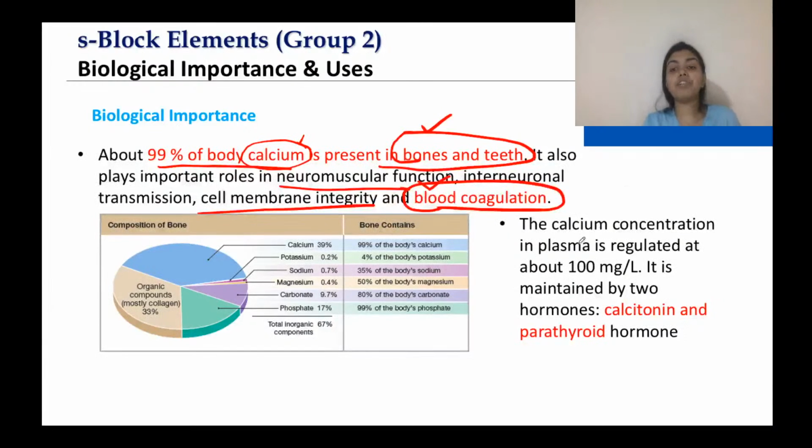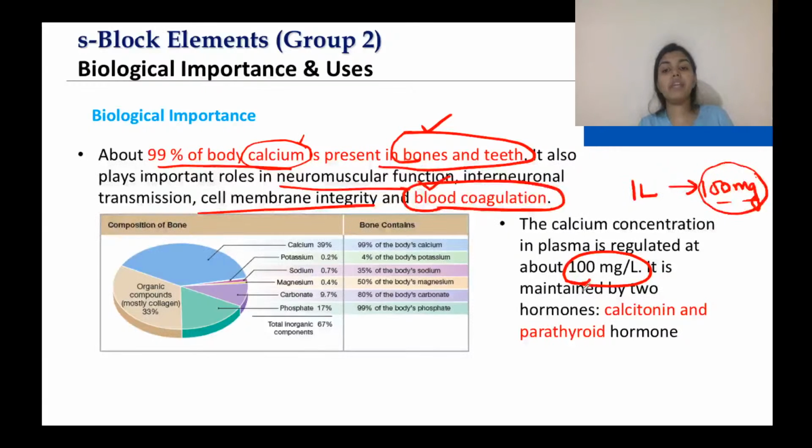Now the calcium concentration in our plasma is about 100 milligram per liter. That means 1 liter of our body plasma contains 100 milligram of calcium, right? Now this level is maintained by two hormones, that is calcitonin and parathyroid hormone. So these are the two hormones that basically maintain this concentration in our plasma.